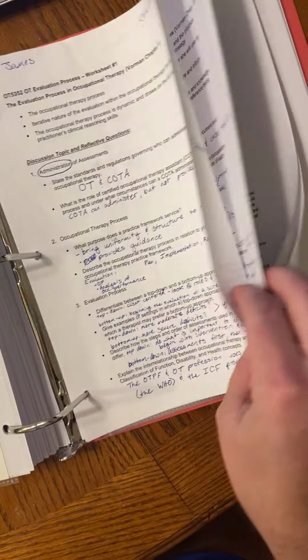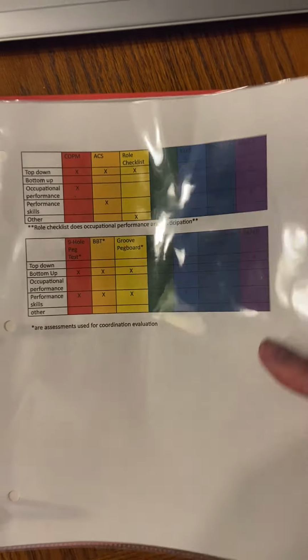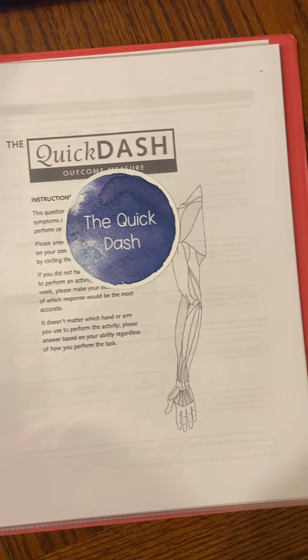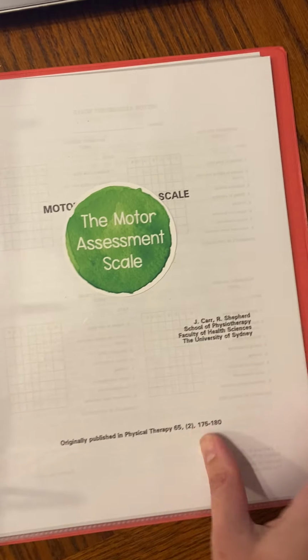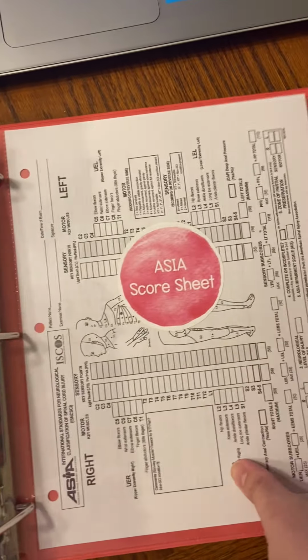Following that are the Roman worksheets, in which I've got Roman 1 through 10 here. A summary sheet of the assessments, whether they're top down, bottom up, or occupational or performance skills. And in addition, I have the assessments from occupational adaptation, including the Berg Balance Scale, Fugl-Meyer assessment, the DASH, the QuickDASH, the Motor Assessment Scale, the Functional Reach Test, the Modified Ashworth Scale, the CHEERS Assessment, and the ASIA Score Sheet.